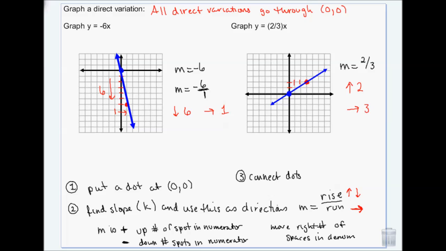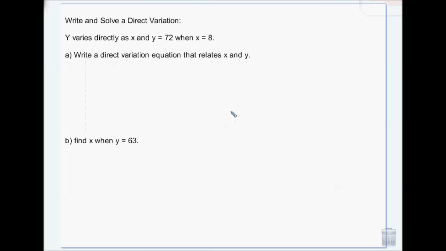Any questions on that? Wesley, any questions? Oh my gosh, I'm seeing direct variation.